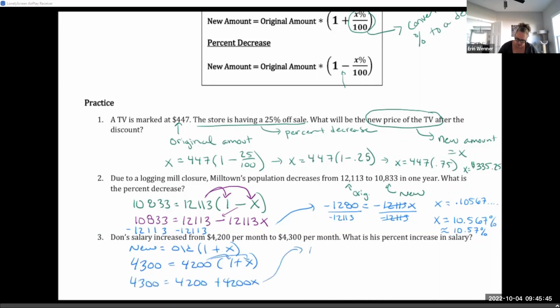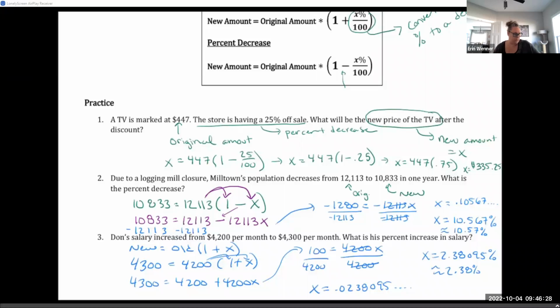Subtracting 4,200 from both sides gives me 100 equals 4,200x. Divide both sides by 4,200. And I get x equals 0.023809, and so on. Multiplying by 100 to move our decimal place 2 places gives us 2.38095%. And since I said 2 decimal places, we're doing 2.38% as our answer.